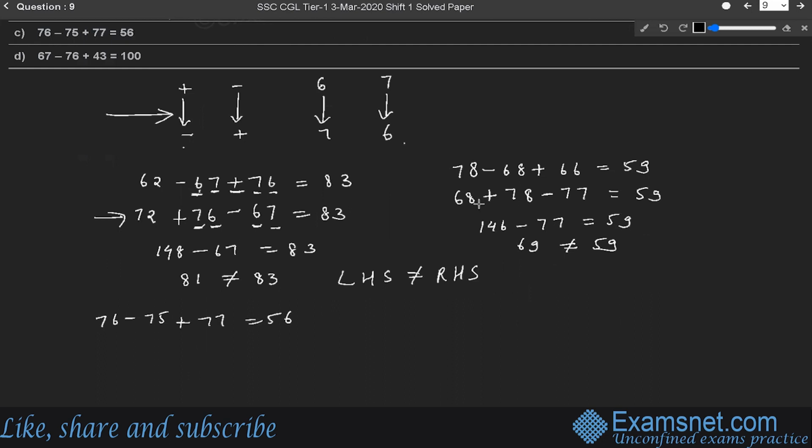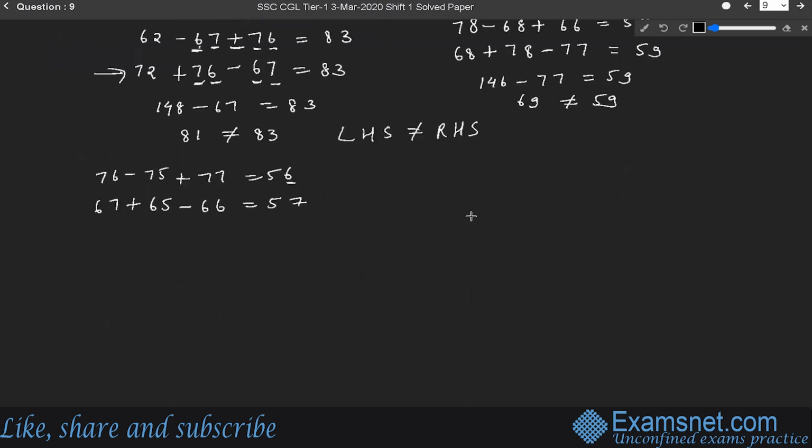Okay. Now interchanging the values. 7 will be changed to 6. 6 will be changed to 7. Minus will be changed to plus. Again 7 will be changed to 6. 5 will be as it is. Plus will be changed to minus. 7 will be changed to 6. Again 7 will be changed to 6. So this should be equal to 5. And again 6 will be changed to 7. Okay. I hope you are clear with this.